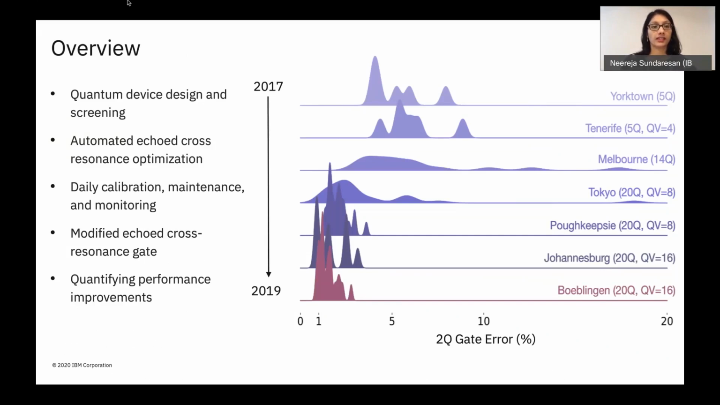And hopefully by the end of the talk, I'll have given you a good overview of how we realize the performance improvements in these systems in different metrics. For example, reduction in 2-qubit gate error.